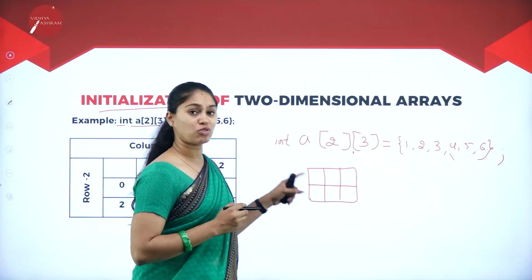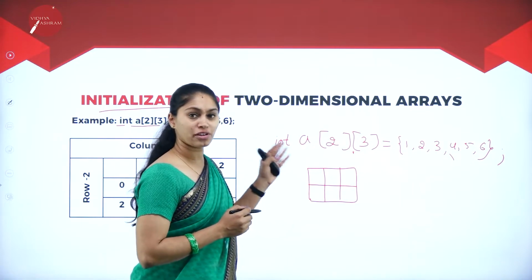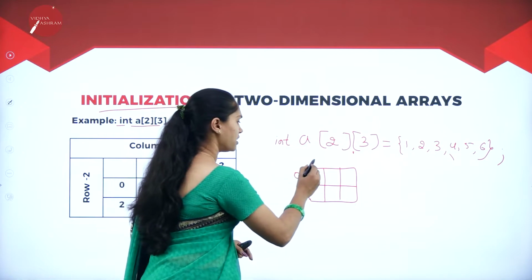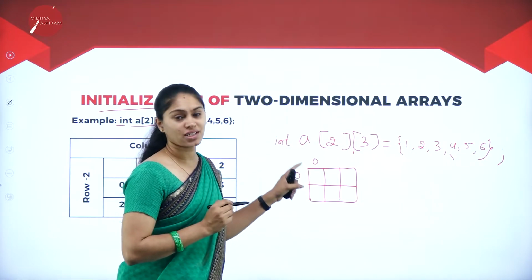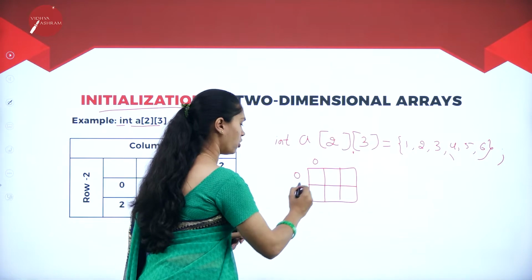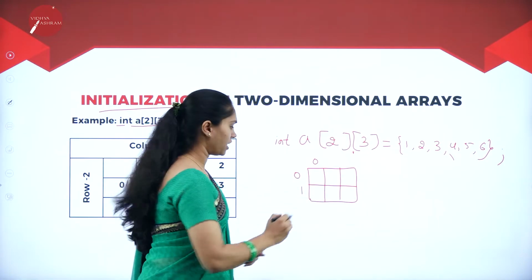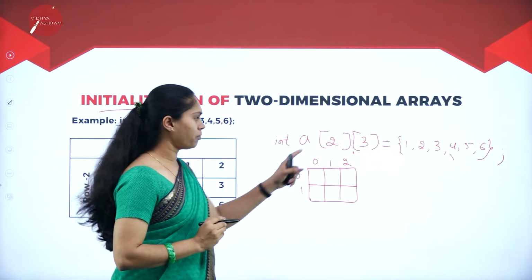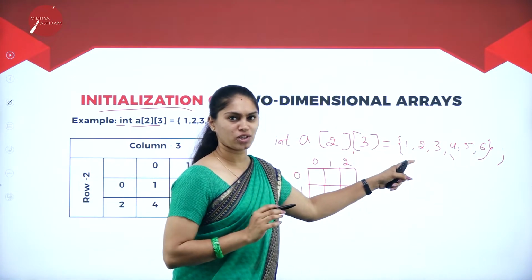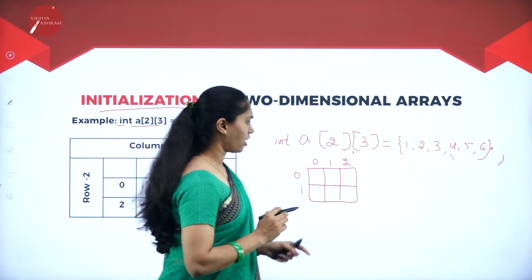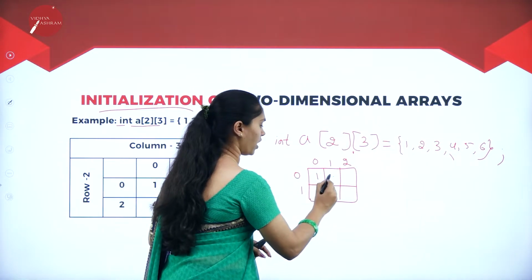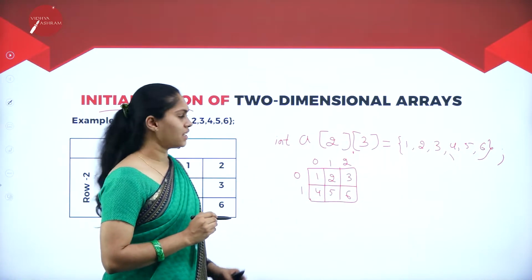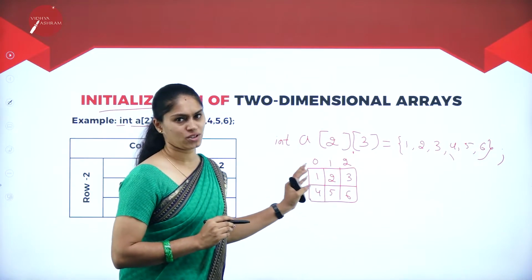Before filling the elements, we have to do the numbering, that means give the positions. Anyway, it starts with 0, whether it is for row or column; the 0th index specifies the first element of an array. So we have the 0th row and first row, and the 0th column, first column and second column. It will hold a total of 6 elements, so I fill them from the first element: 1, 2, 3, 4, 5 and 6. This is how the initialization takes place.